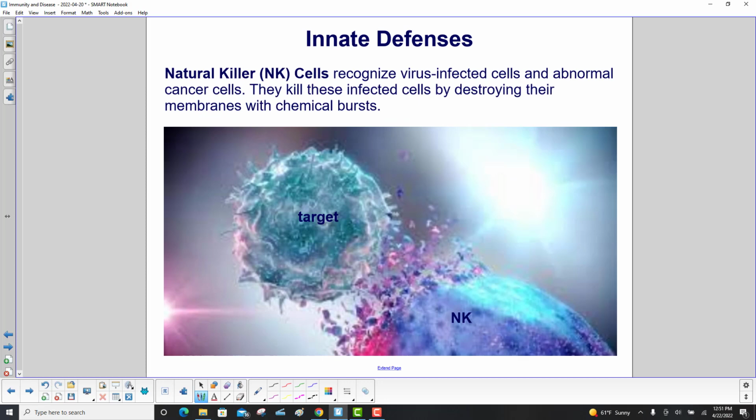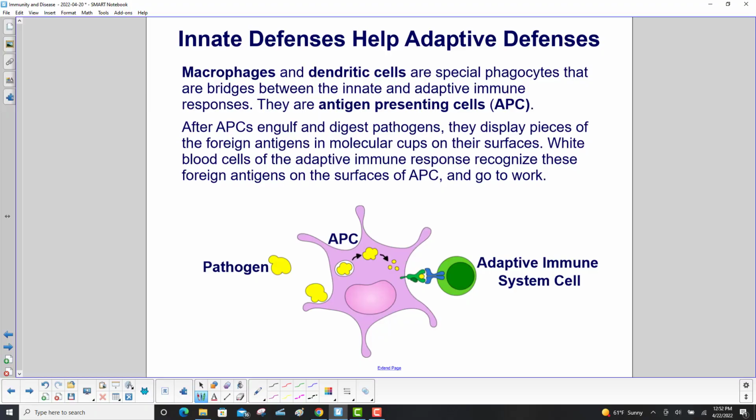Natural killer, or NK cells, recognize virus-infected cells and abnormal cancer cells. They kill these infected cells by destroying their membranes with chemical bursts. Macrophages and dendritic cells are special phagocytes that are bridges between the innate and adaptive immune response. They are antigen-presenting cells, abbreviated as APC.